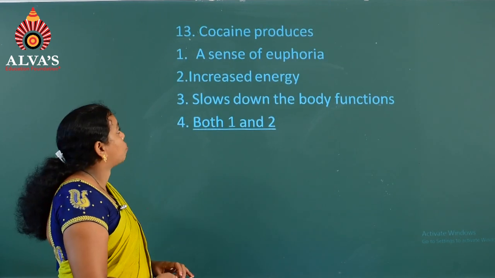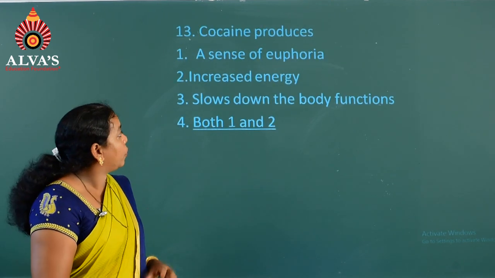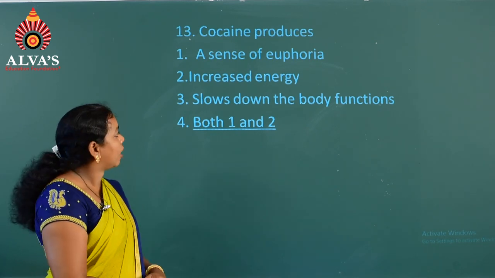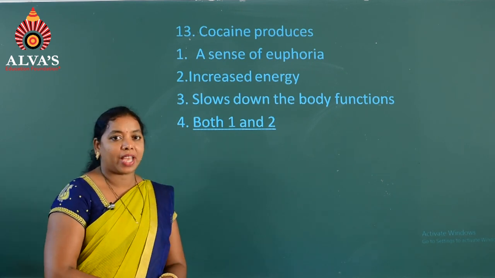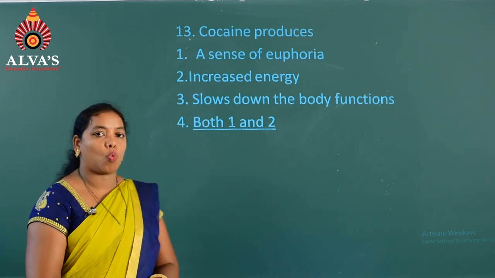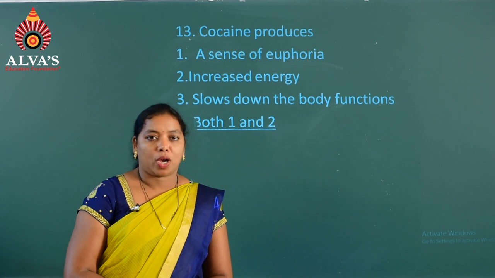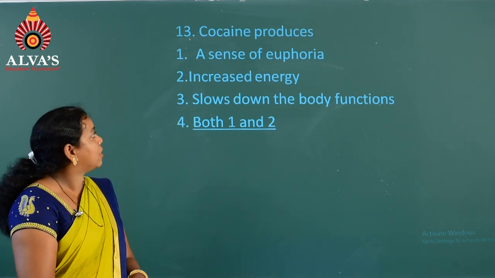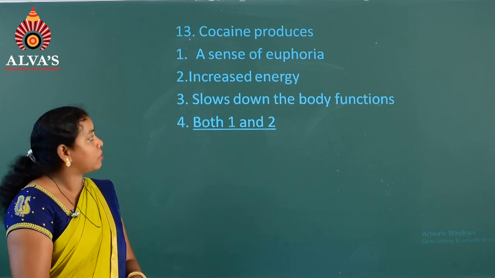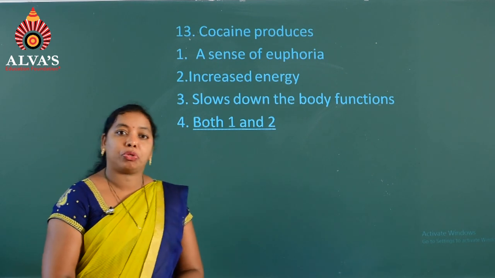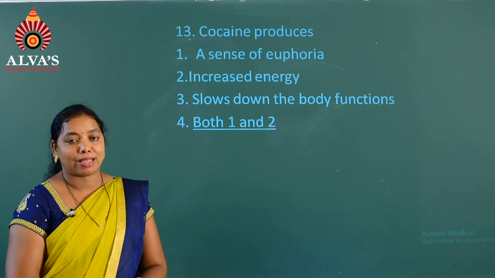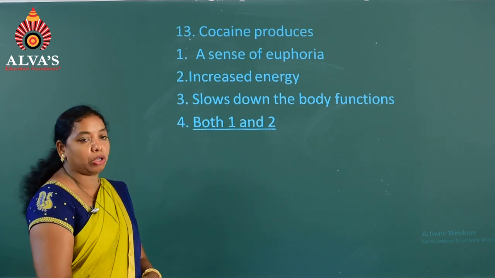I am going to discuss the next question, that is, cocaine produces: the first option, sense of euphoria; the second option, increased energy; the third option, slows down the body functions; and the fourth option is both 1 and 2. So if you consider this, cocaine is a drug extracted from the coca plant. It produces a sense of euphoria, that is, feeling excited or feeling happiness after taking this drug. That is the meaning of euphoria.